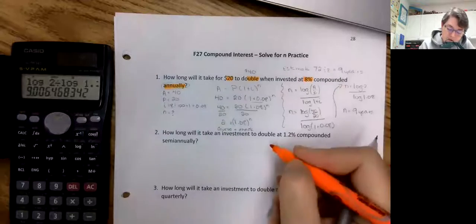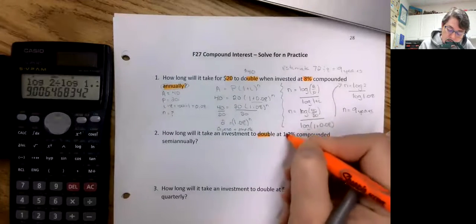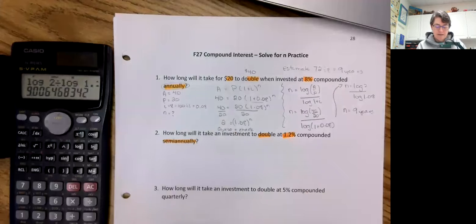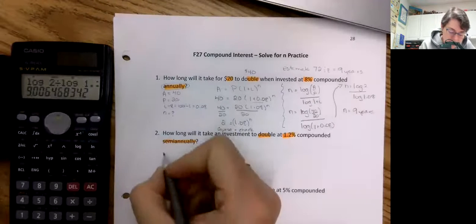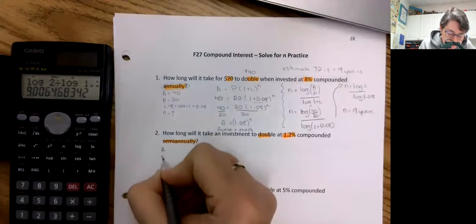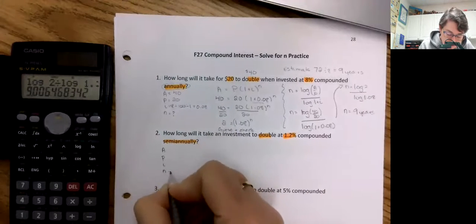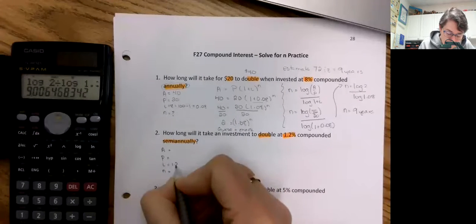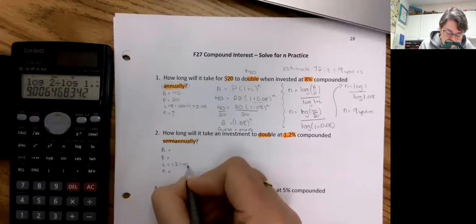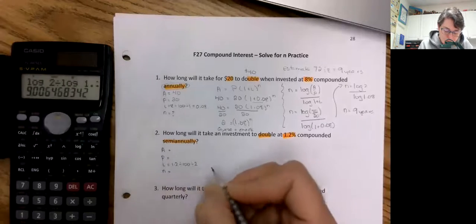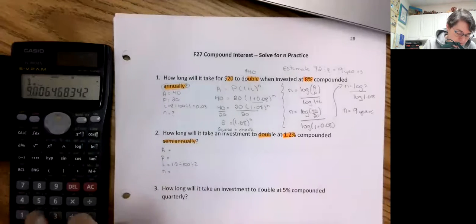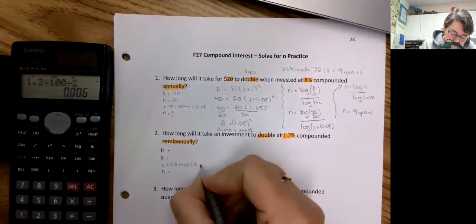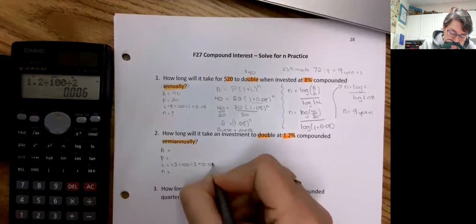All right. We're going to take an investment. It's going to double at 1.2% compounded semi-annually. What do we got? So we got A, P, I, N. I've got 1.2% divided by 100 divided by 2, which is 0.006.